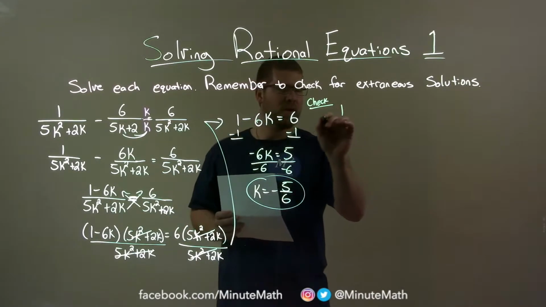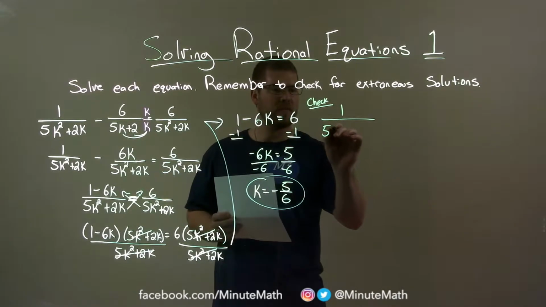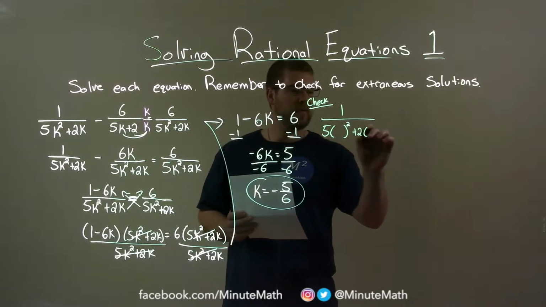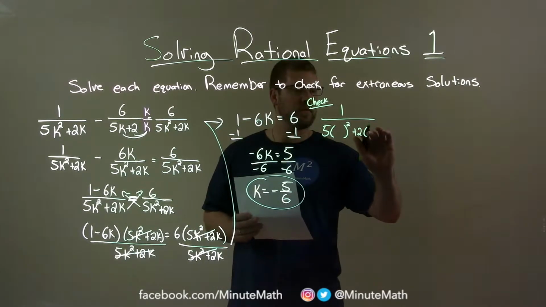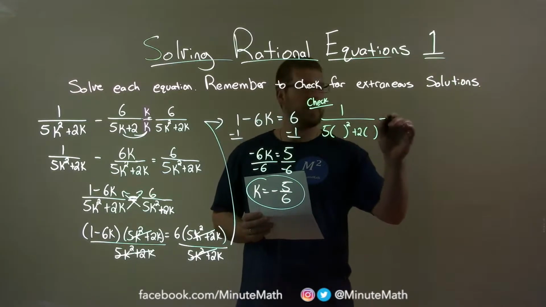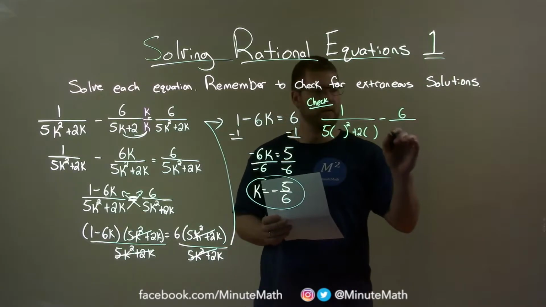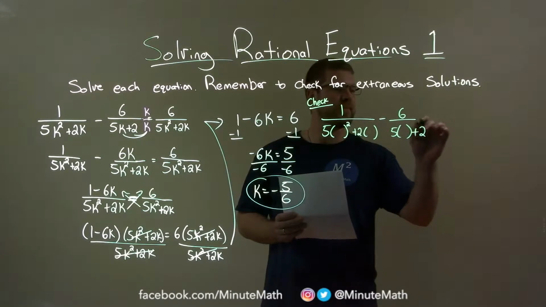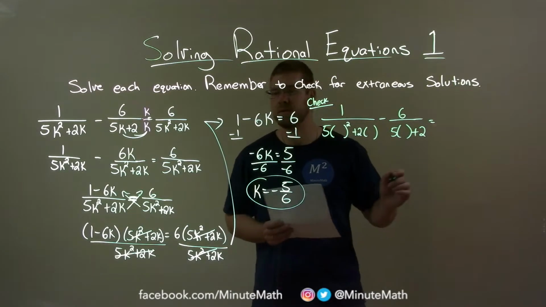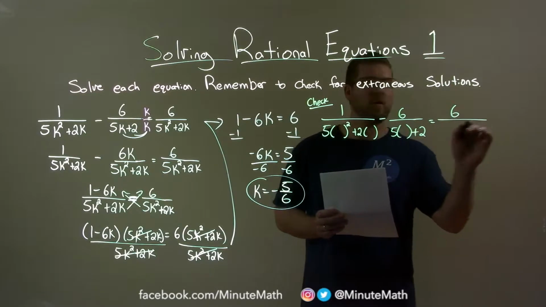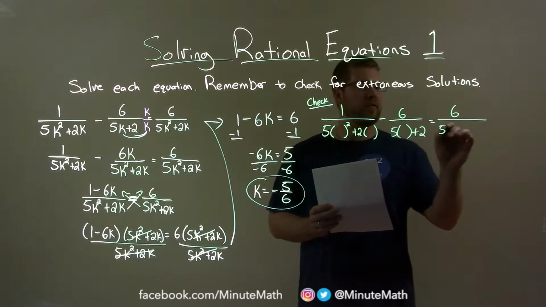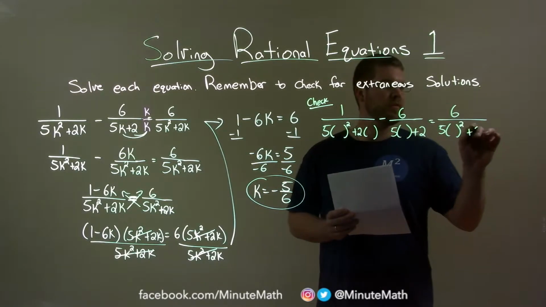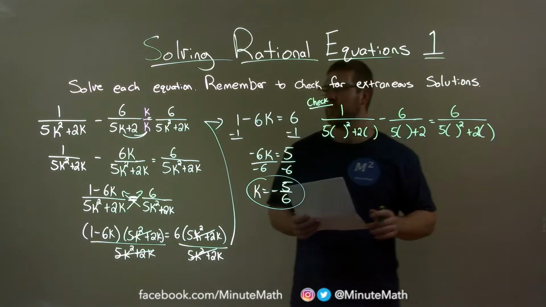So we have 1 over 5, that's going to be the k, plus 2 times that k, minus 6 over 5 times again that k, plus 2, equals 6 over 5 times again that k squared, plus 2 times that variable there.